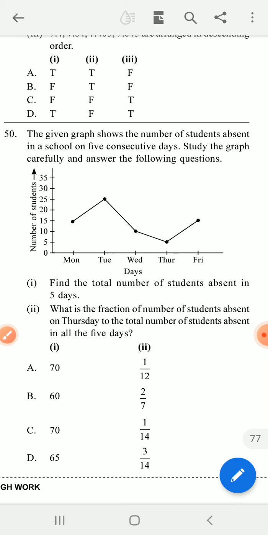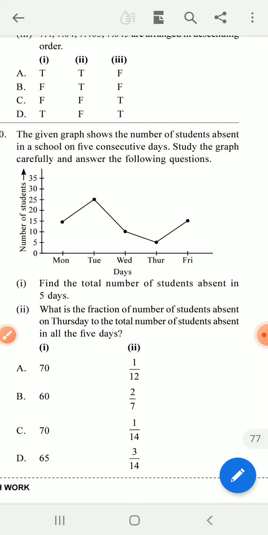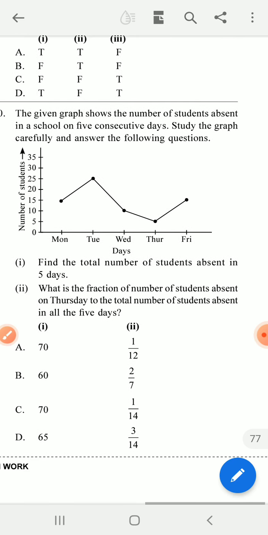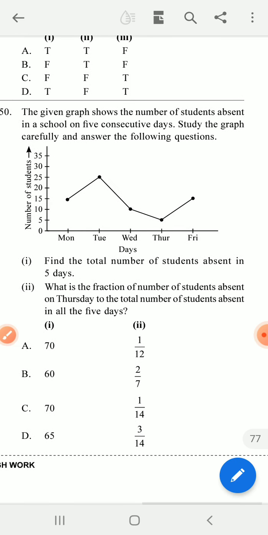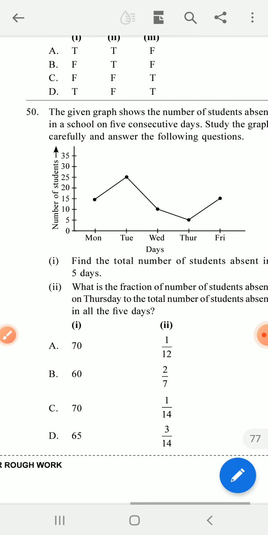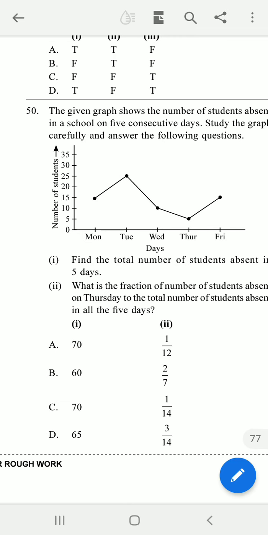Number 50. The given graph shows the number of students absent in a school on 5 consecutive days. Study the graph carefully and answer the following questions. First question: find the total number of students absent in 5 days. So first find out the number of students on Monday, Tuesday, Wednesday, Thursday, Friday. This is the work done first. And now find the total number of students absent in 5 days. So add them, you can get the answer. Now 50, C is the answer.